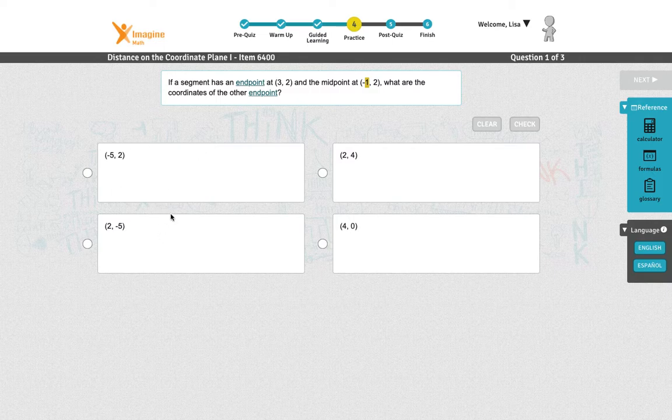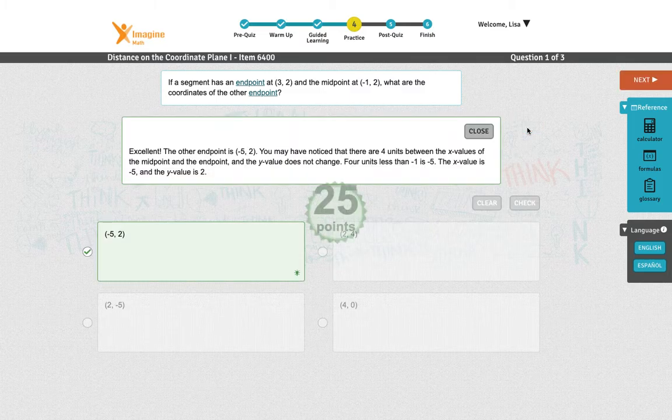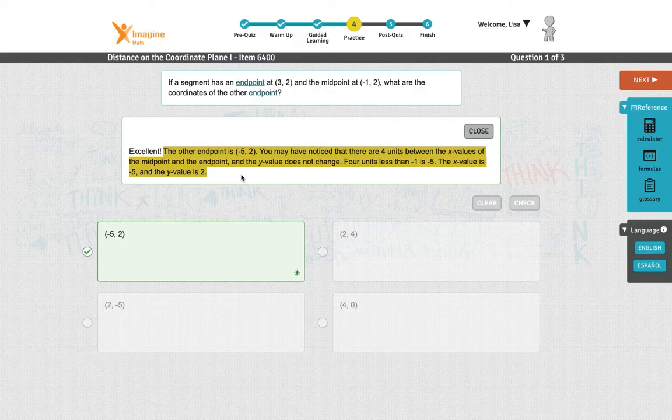Okay, now both of these have 5s, right? But the thing that doesn't change is my y value. And my y value is always the second number, and that's the 2. So that would mean that this first answer is correct. Okay, if you did not get it right, I need you to write down whatever it is that's here and read through it so that you have that as proof that you're learning, and you can use that when you get to the post quiz.